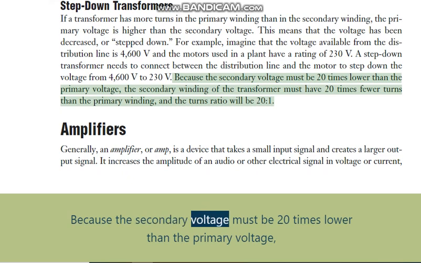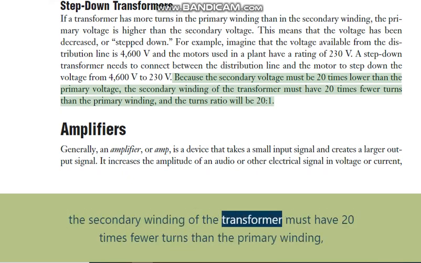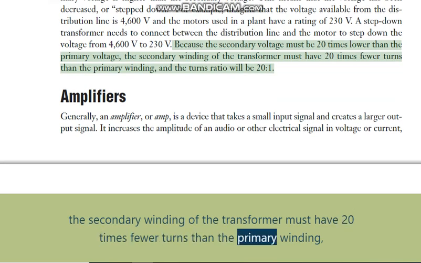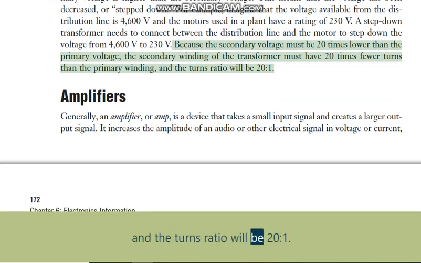Because the secondary voltage must be 20 times lower than the primary voltage, the secondary winding of the transformer must have 20 times fewer turns than the primary winding, and the turns ratio will be 20:1.